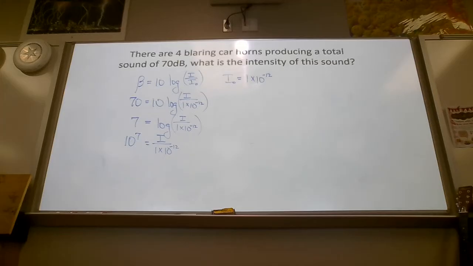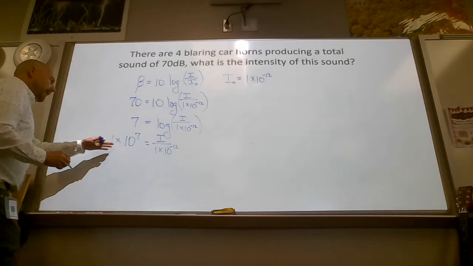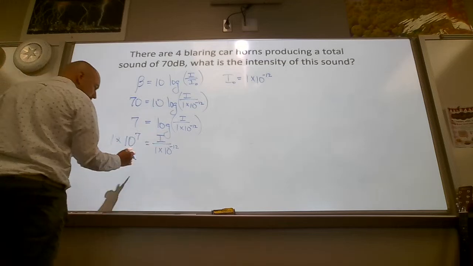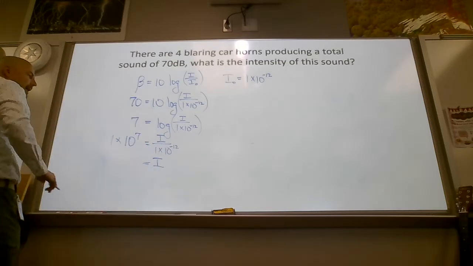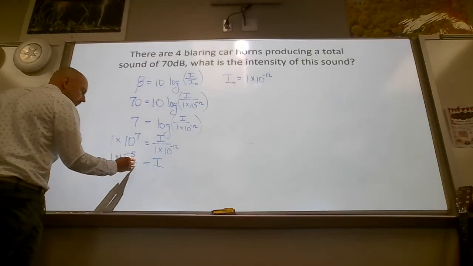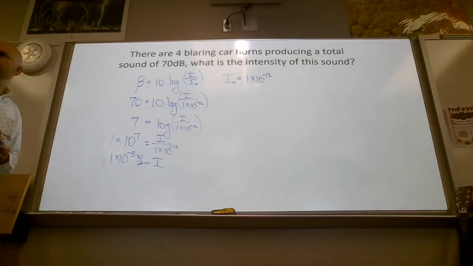Everybody okay with that? This is the same thing as 1 times 10 to the 7th. Just put it in scientific notation. Bringing this over here, you can either do it on your calculator or do it in your head, because you're just adding exponents. You end up with 1 times 10 to the negative 5th watts per meter squared. That is the intensity of four car horns blaring.